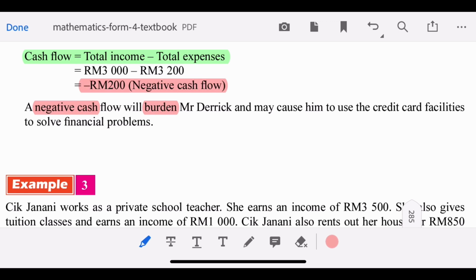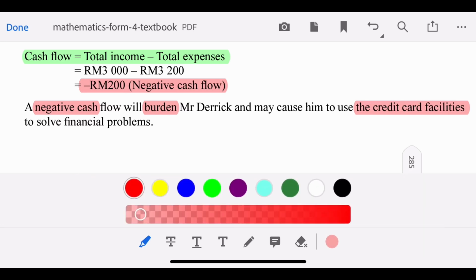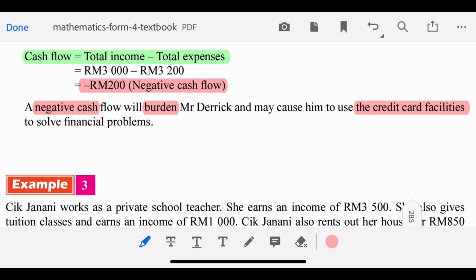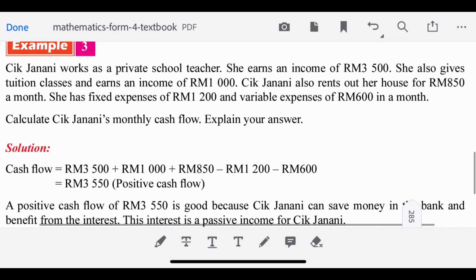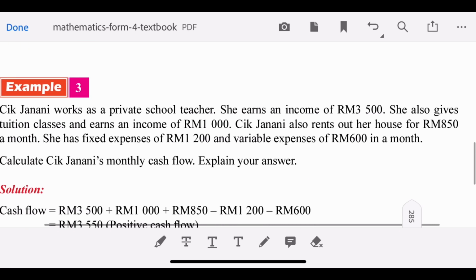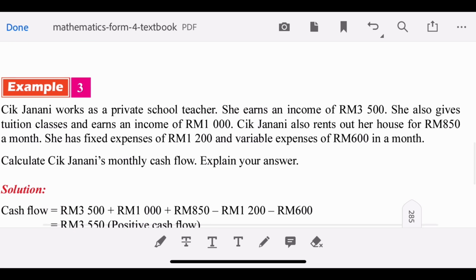Currency is very important. Don't forget this is something to do with financial management. A negative cash flow will burden, remember the word B-U-R-D-E-N, will burden Mr. Derek and may cause him to use the credit card facilities. So you need to borrow money. That's not so good. Now we go to example 3.